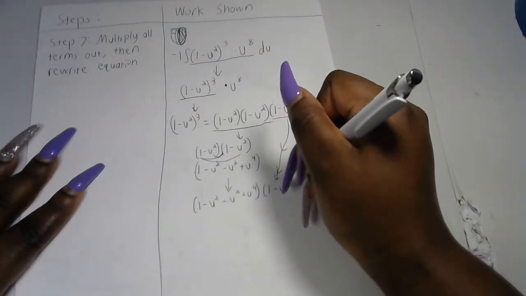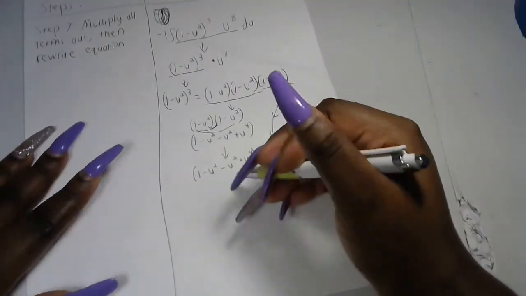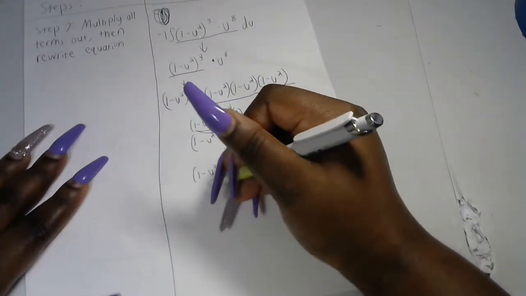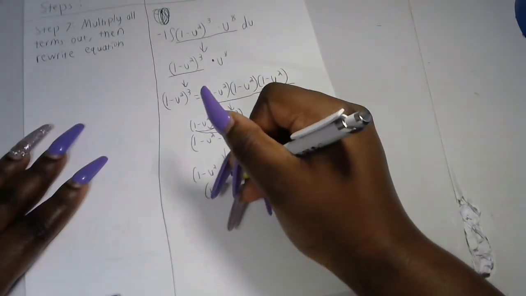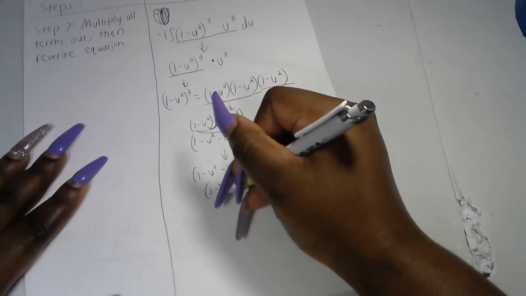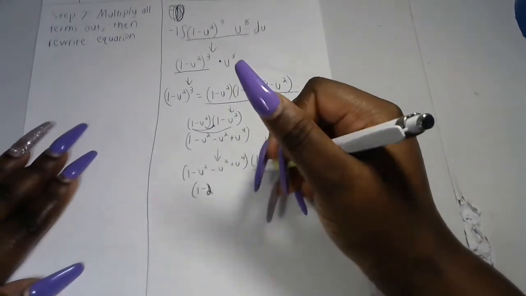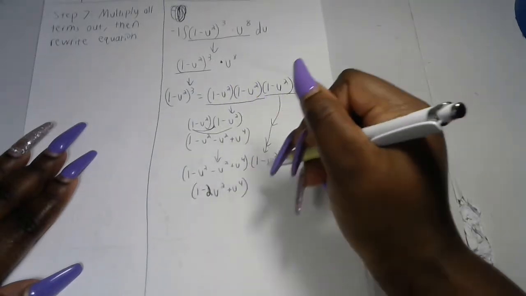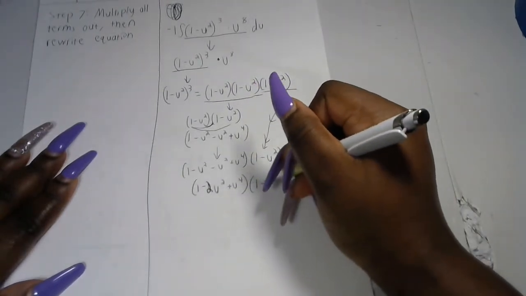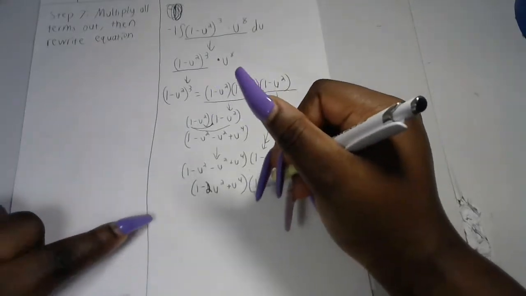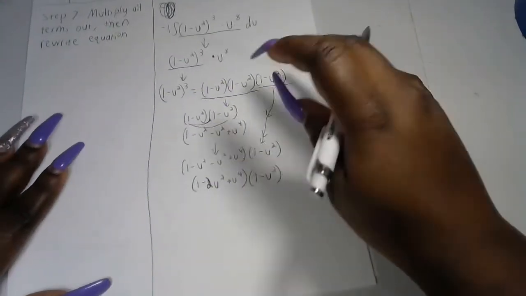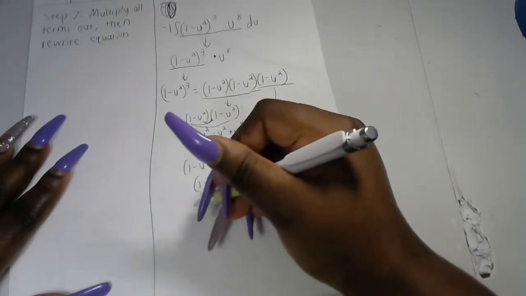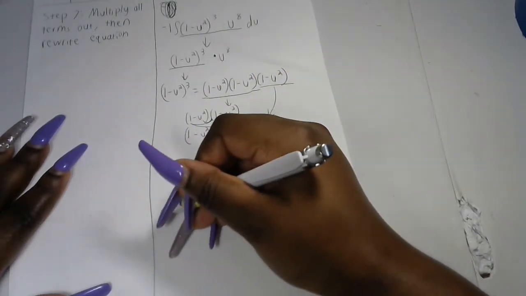To make the math a little easier, since these are like terms, we can just say negative 1 minus 1 is negative 2. So it's 1 minus 2u squared plus u to the fourth times 1 minus u squared. So let's just distribute it all out and go from there. So then 1 times 1 is 1. Let me start over here because it's going to be long. 1 times 1 is 1.